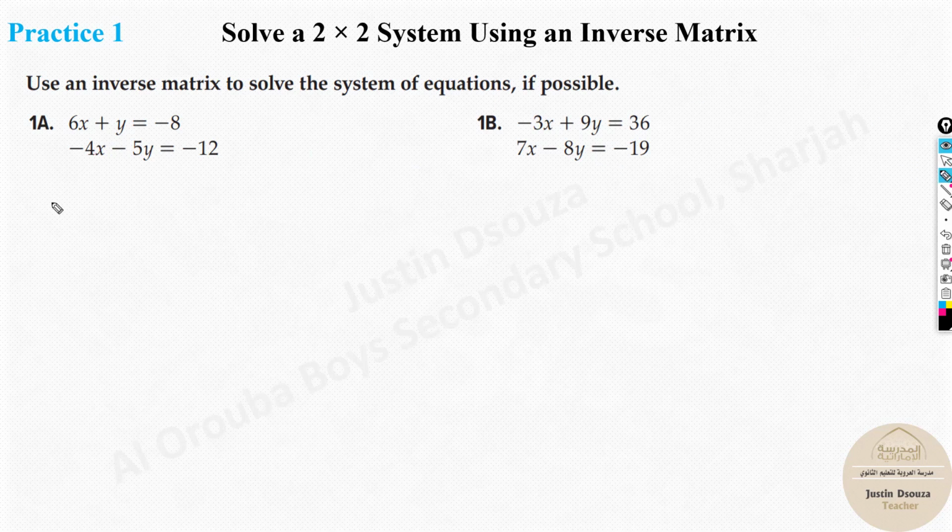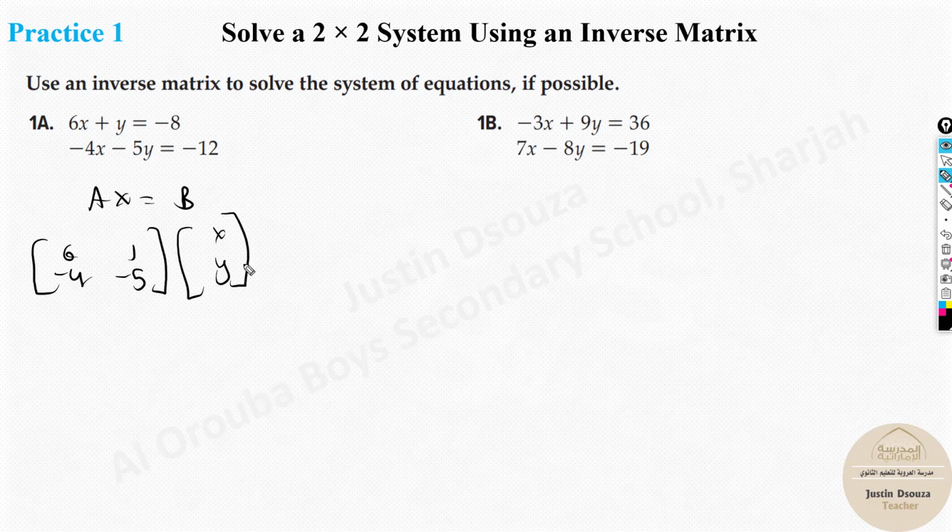Let's do this. I will solve it in the actual method, the Ax equals B, using inverses. Now here the coefficients would be 6, 1, minus 4, minus 5. And what about x? It is x and y. And what about B? That is equal to minus 8, minus 12. So this is it. Now here I need to take the inverse of the matrix A.